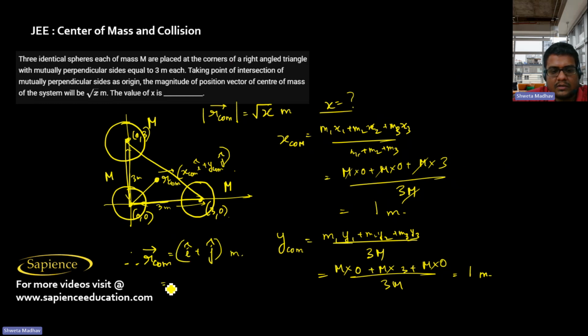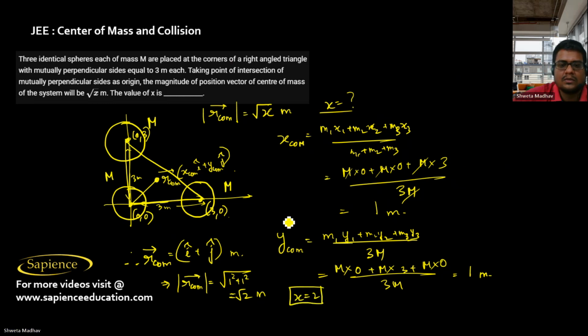So i cap plus j cap. Therefore the magnitude of R COM will be equal to the square root of 1 square plus 1 square, that is equal to root 2 meters. Therefore the value of x is 2. So the answer is 2.